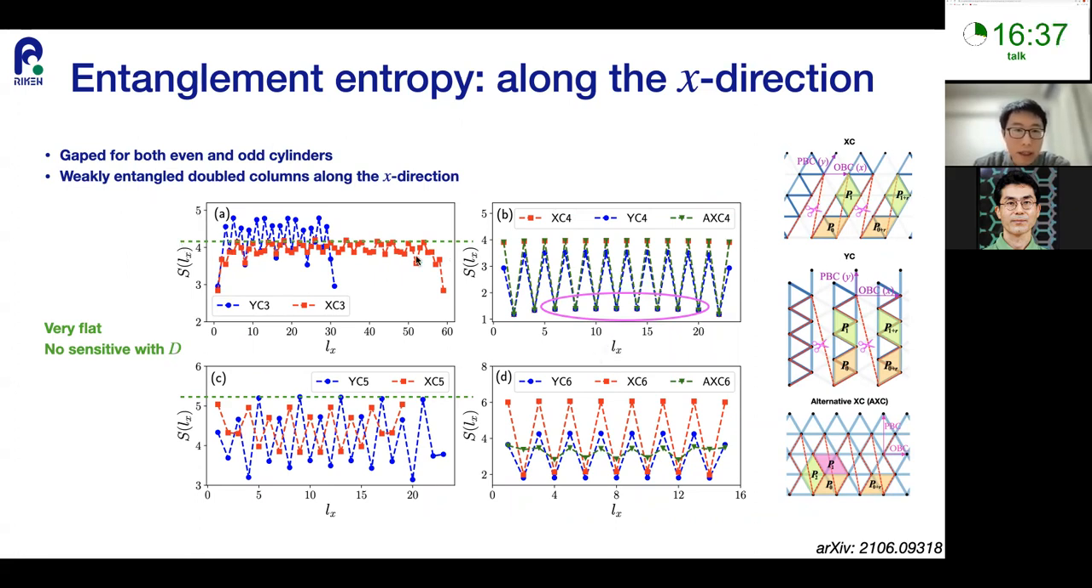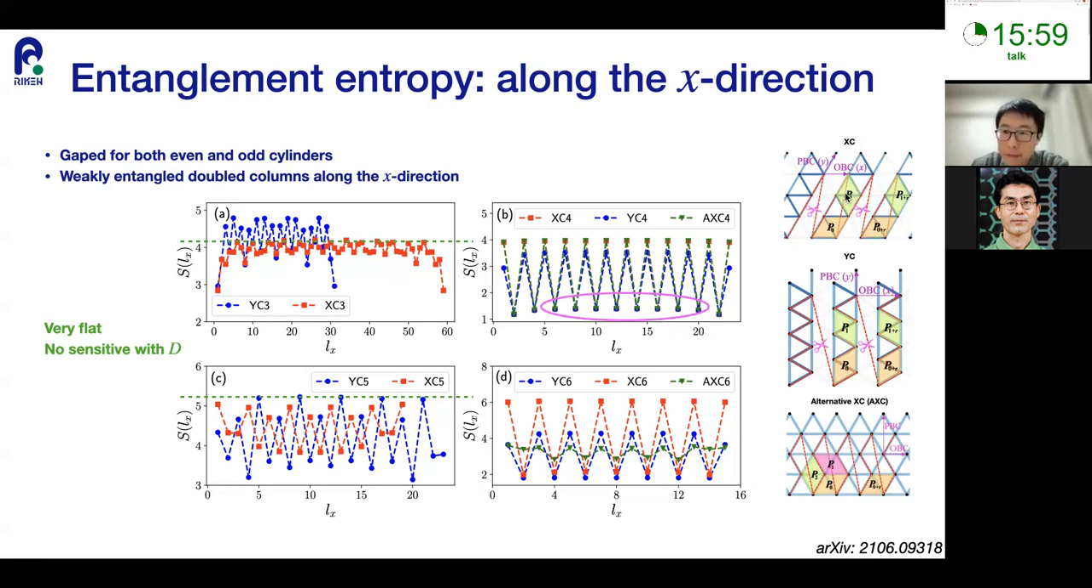So we can see that from the entanglement entropy measurement, they also show gapped nature along the x direction, which is consistent with our correlation results. Here I want to emphasize this data, and you can see that these data are measured in this weak bond, for example, here and here. You can see that the entanglement entropy is very small in this weak bond.